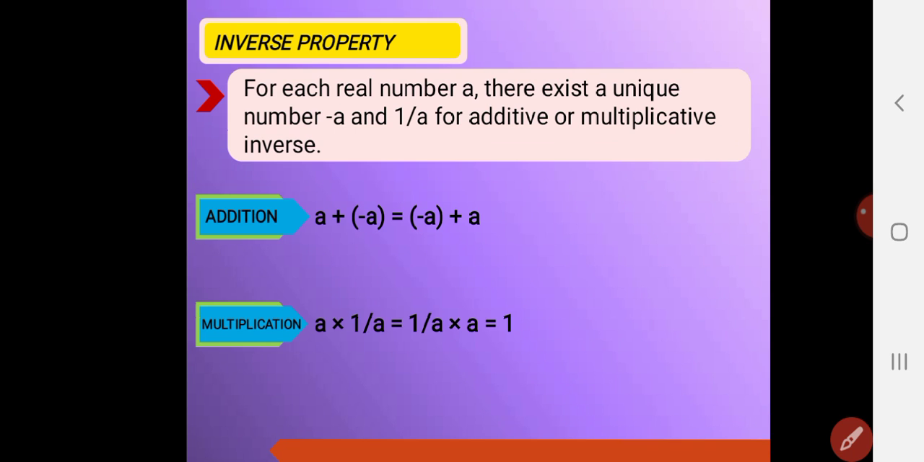Next, inverse property. For each real number a, there exists a unique number, negative a, and 1 over a for additive and multiplicative inverse. Example for addition: a plus quantity negative a is equal to negative a plus a. In multiplication, a times 1 over a is equal to 1, and 1 over a times a is equal to 1.